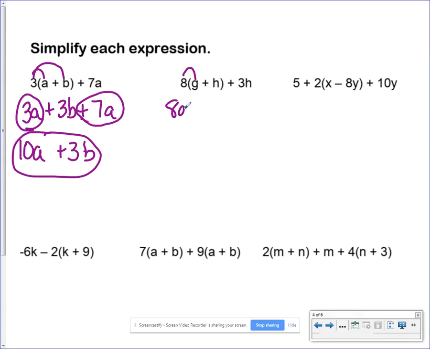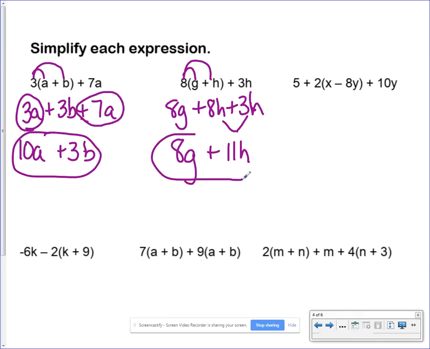8G plus 8H plus 3H. Combine. 8G comes on down. 11H. Done. All right, you keep cruising. I'm going to simply work through some of these. I'm going to put a little star here because we've got some negatives to watch out for. You keep moving along as I plow through. Pause the video as you need to.